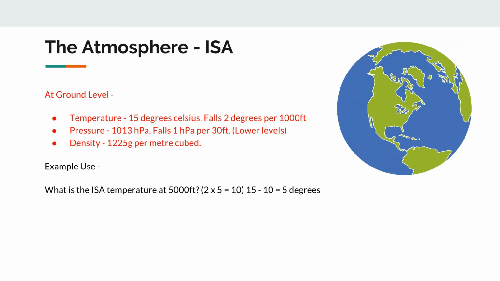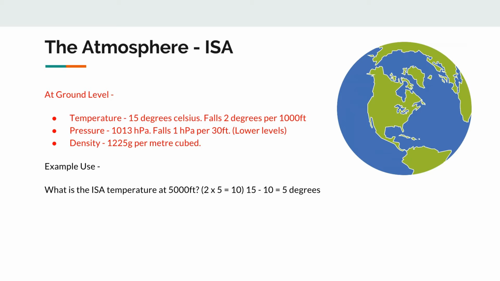Now, in the commercial world, we can use this to make some performance calculations, but usually we just use this as a rule of thumb to make some quick basic calculations for the PPL syllabus. The temperature is 15 degrees and it falls 2 degrees per 1,000 feet, which means at 1,000 feet the temperature is 13, and at 2,000 it is 11.